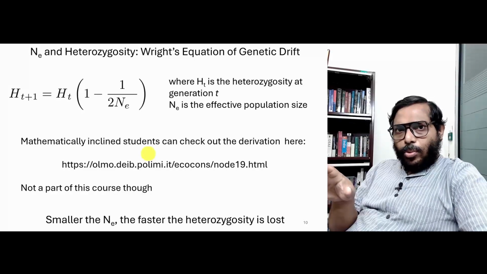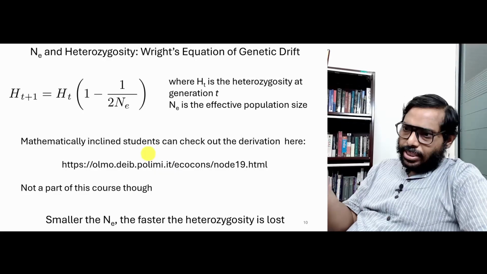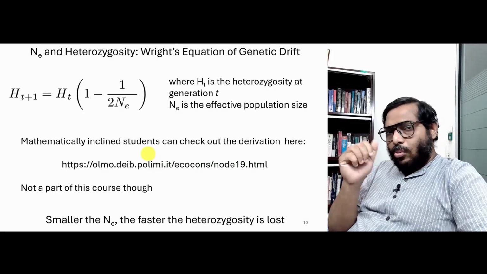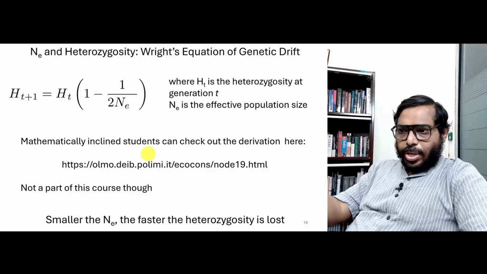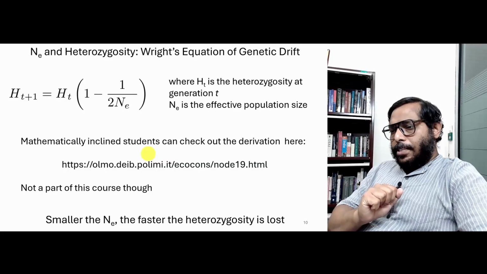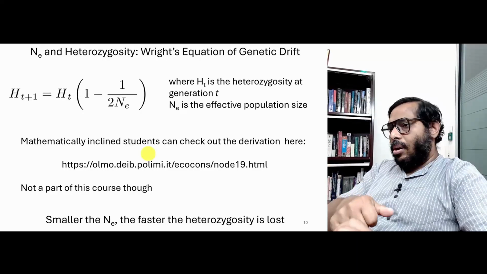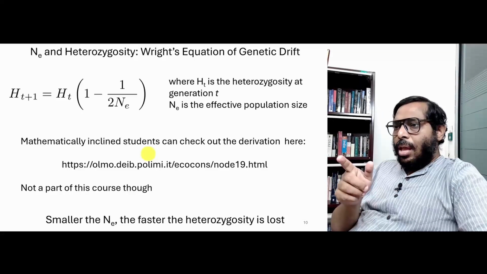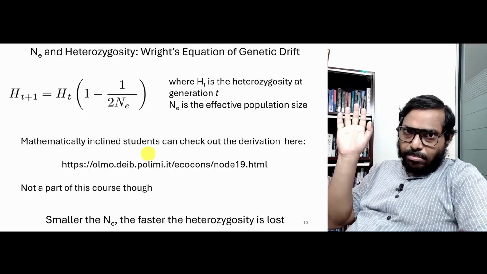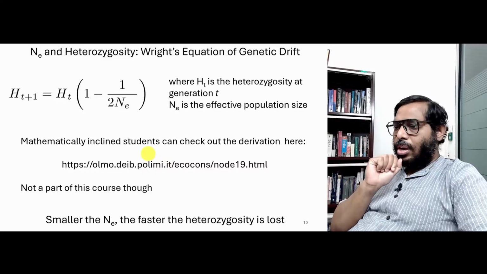Now, I am not giving you the derivation of the formula over here, simply because that is not a part of a basic course. But anybody who is more mathematically inclined and would like to see for themselves how this comes, just go to this particular link. This is the course note of somebody, and it is not a part of the course, but you can assure yourself that this comes out of proper mathematical logic. This particular equation that you are seeing is known as Sewall-Wright's equation of genetic drift, the same Sewall-Wright whose viability selection equation we looked at.